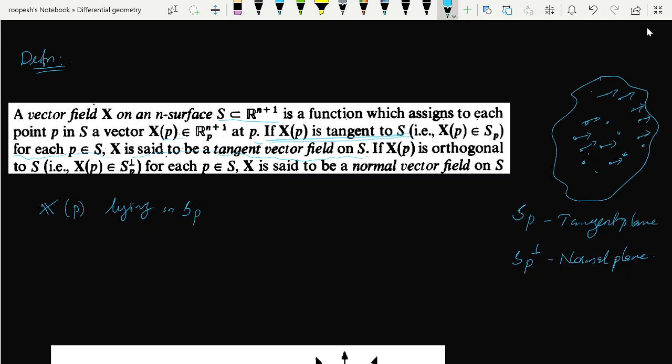Now similarly, if X(P) is orthogonal to S, that is, lying in the normal plane, for each P belonging to S, then we will say that X is a normal vector field on S. So here one is a vector field on surfaces; second, whenever this vector field belongs to the tangent plane, we will say that it is a tangent vector field, and whenever it belongs to the normal plane, then we will say that this vector field is a normal vector field.